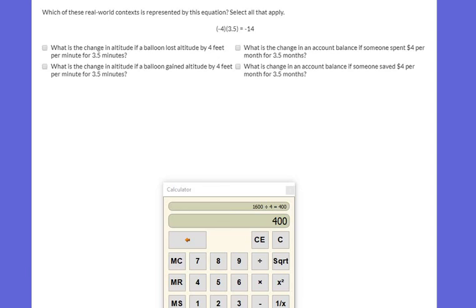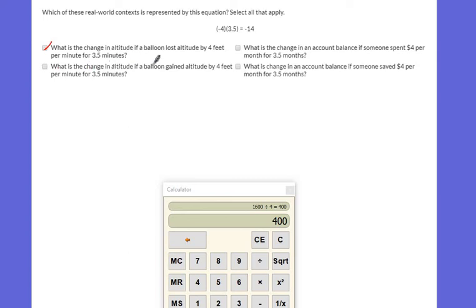Which of these real-world contexts is represented by this equation? Select all that apply. So I have a -4 times a 3.5 equals a -14. Okay, the first one says, what is the change in altitude if the balloon lost an altitude of 4? Lost means negative, so the 4 would be negative, so that's good. 4 feet per minute for a total of 3.5 minutes. 3.5 minutes is positive here.